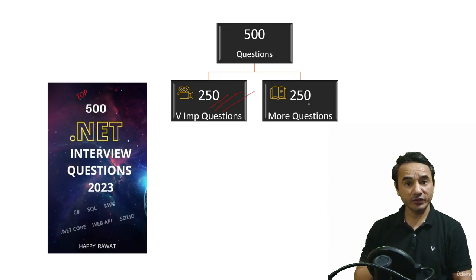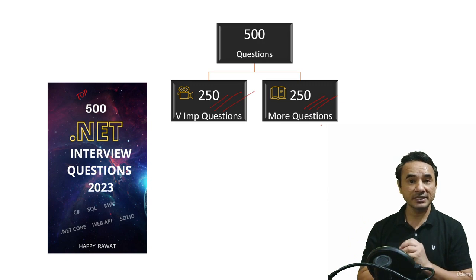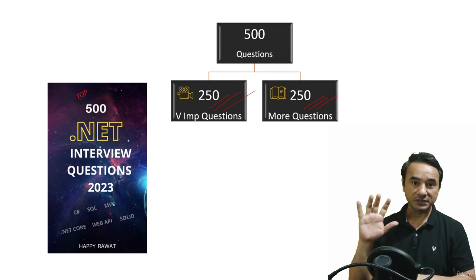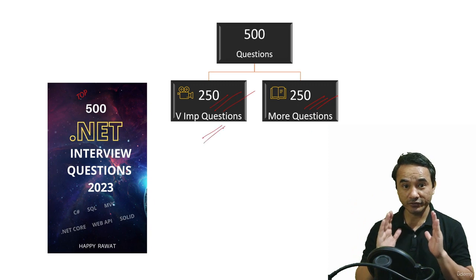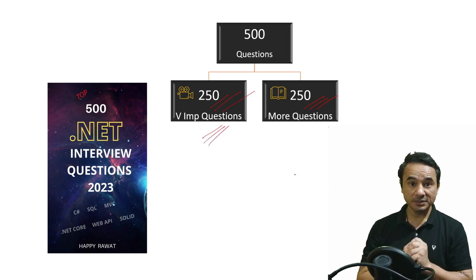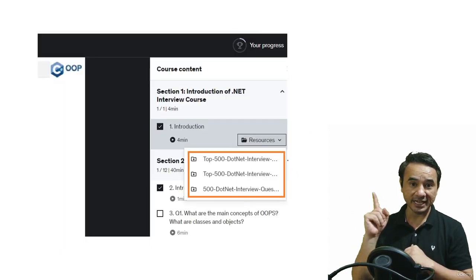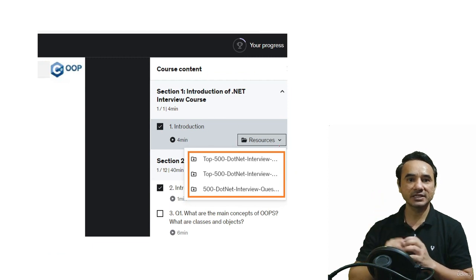Then we have 250 more normal questions which are not so important and are only present in the PDF book as part 2. No video lectures for them. So in total we have 500 questions. I strongly recommend to first focus on the first 250 questions only, okay? This PDF book will be available as an attachment in the resources of this section.